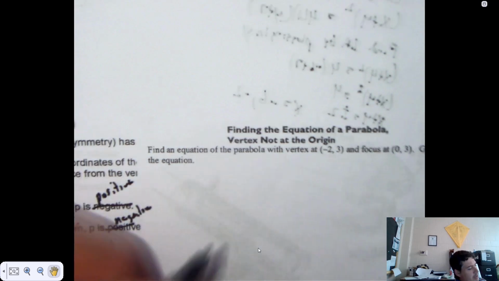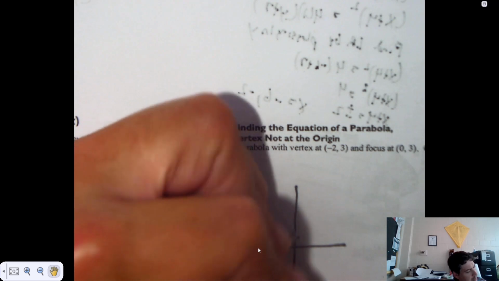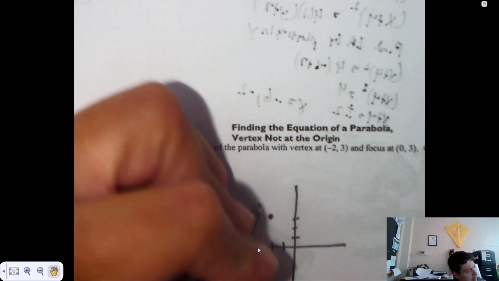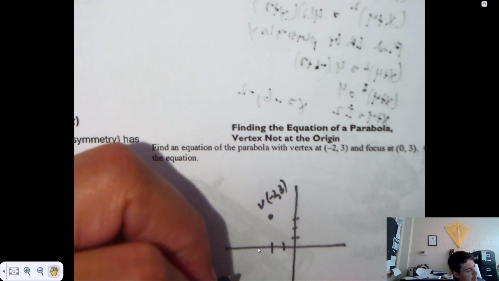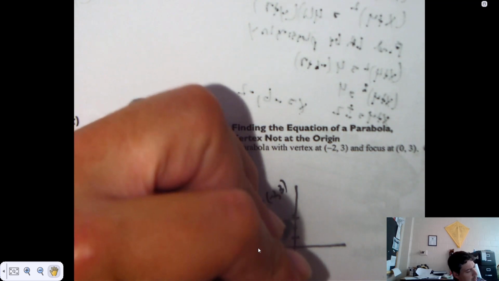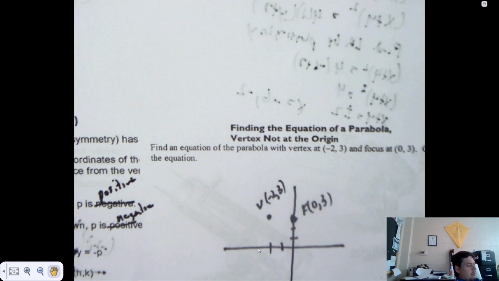So this guy has a vertex at negative 2, 3. Focus at 0, 3. And we're just supposed to graph it. No, we're also supposed to find an equation, aren't we? That won't be too hard. Is it an up, down, or a left, right? Left, right. So what's squared? Y is squared. So what's our form?